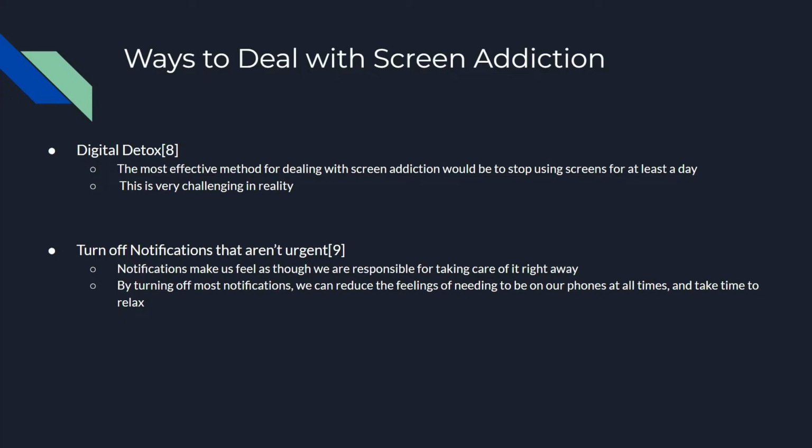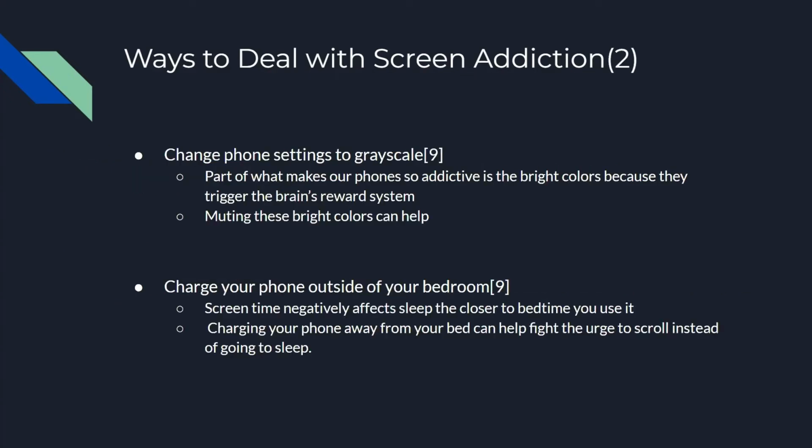On the other hand, turning off notifications that aren't urgent. Most notifications sent to our phones are either sent by robots or it isn't necessary to respond right away. But the notifications make us feel like we have to pay attention to our phones and read them right away. Turning off notifications for everything that isn't urgent can help reduce the need to be on our phones and let us relax a little bit.